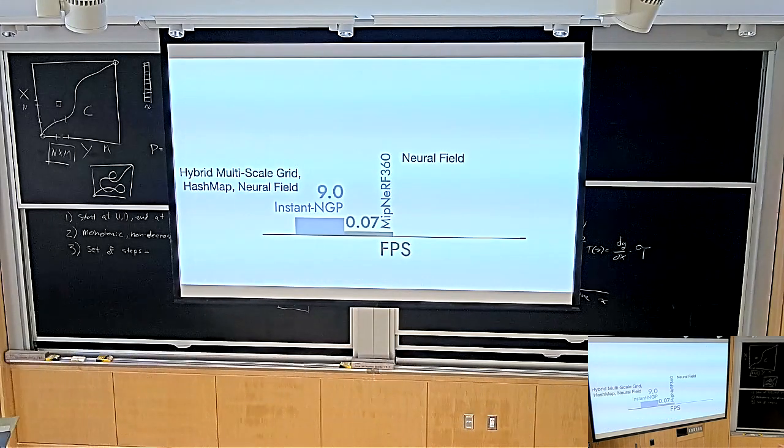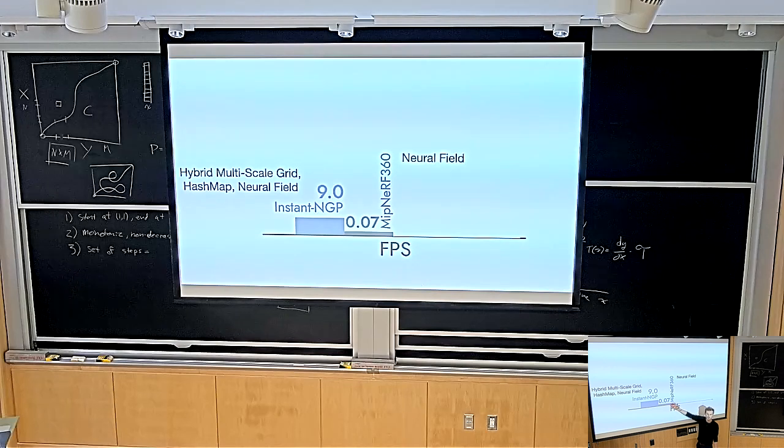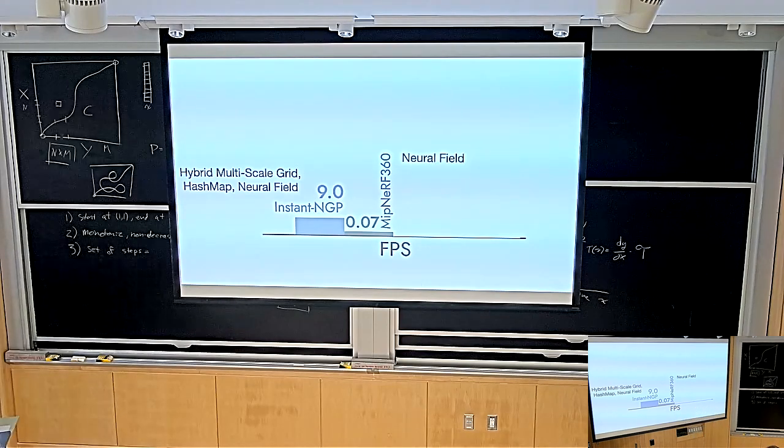So this is a neural radiance field, and this is rendering. This is not optimization, this is rendering. Mip-NeRF 360, which is a paper from 2022, renders on, I don't actually know which GPU this was, probably an RTX 4090 or a modern GPU. It renders at 0.07 frames per second. That's really slow.